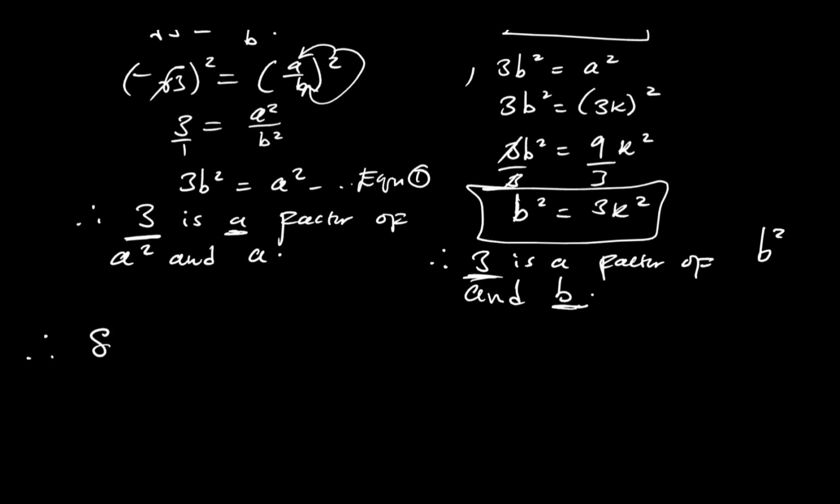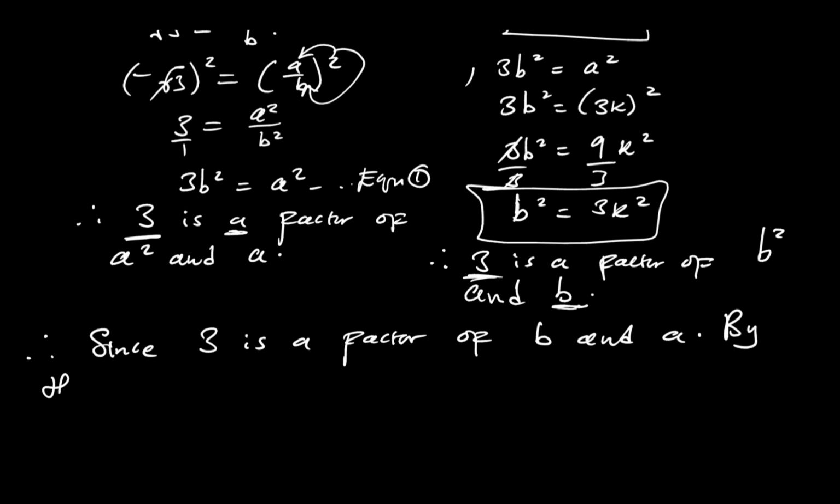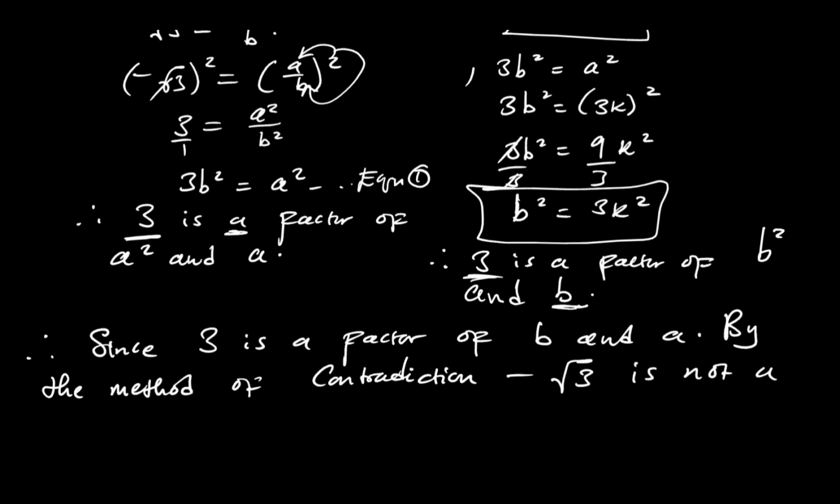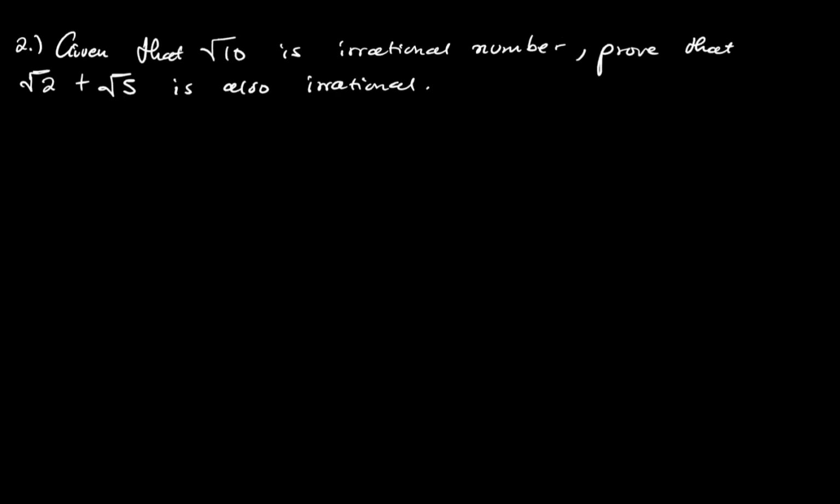So I can give a statement at the bottom where I was saying that since 3 is a factor of b and a, then this means that by the method of contradiction, minus root 3 is not a rational number. So that is literally how you go about solving this type of question. So we'll move on to question number 2.